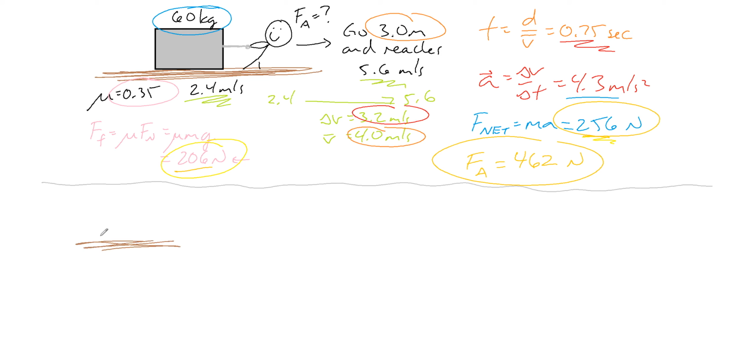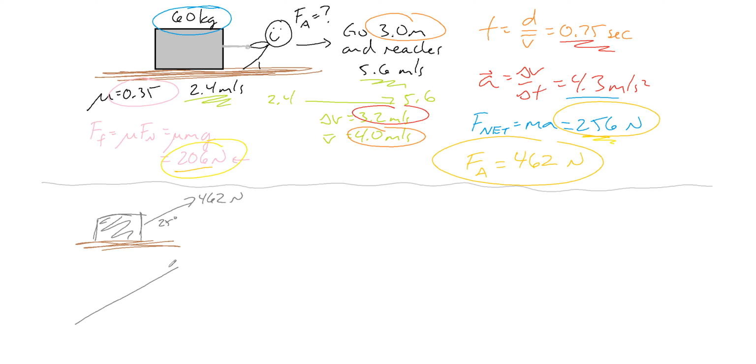All right, what if he did pretty much the exact same thing, except instead of pulling straight to the side, what if he pulled at an angle instead? Suppose he pulled with the same 462 newtons, except now he's pulling at a 25-degree angle. Now this changes things a little bit. I'm just going to draw that 462 a little bigger down here, something like this.